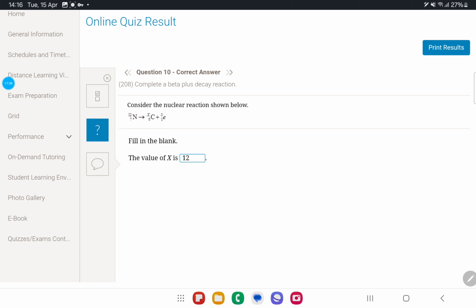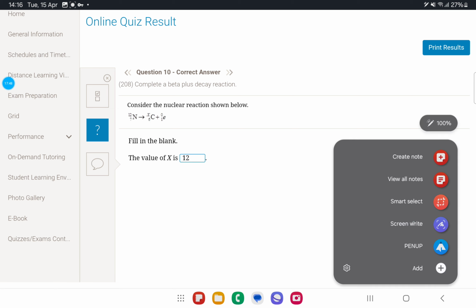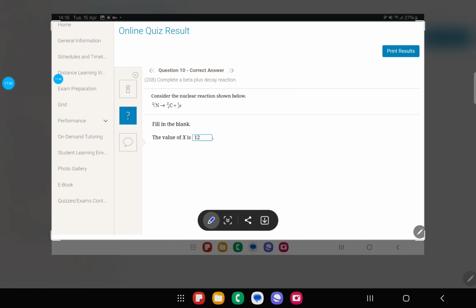Okay, for question 10. Consider the nuclear reaction shown below. Fill in the blank. The value of x is... Okay, they want x in the equation. Let's write it down. Okay, so what we can see here is this is a nuclide, and this is a beta.